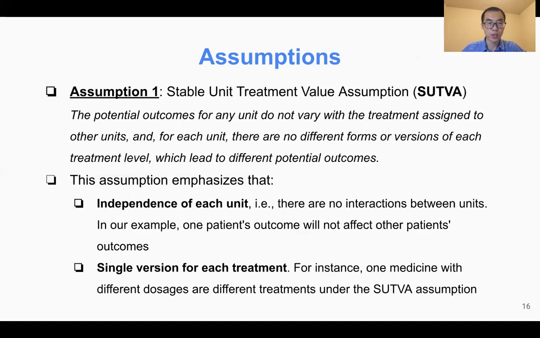So from this assumption, we can know that first, it assumes that each unit is independent with others. In other words, there are no interactions between units. For example, one patient's outcome will not affect other patients' outcome. In addition, this assumption also implies that there will be only a single version of each treatment. For example, if one medication has several different dosages, then they should be considered as different treatments according to this assumption.